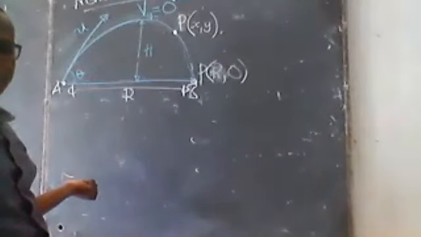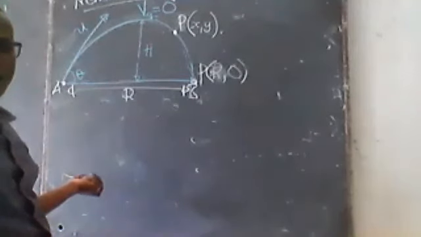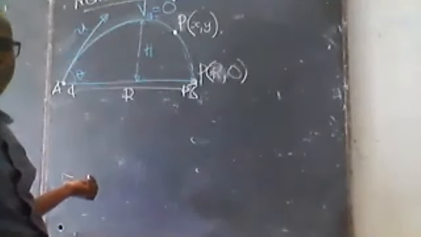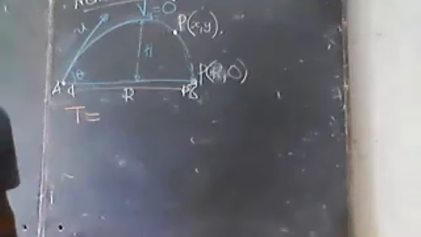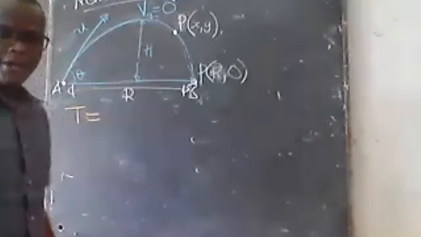Another one: maximum height. Like I told you, the time of flight, capital T, we have gotten it as what? Rina, we have got capital T as? The general formula: 2u sine theta out of g. So we keep this one somewhere. We are going to use it.